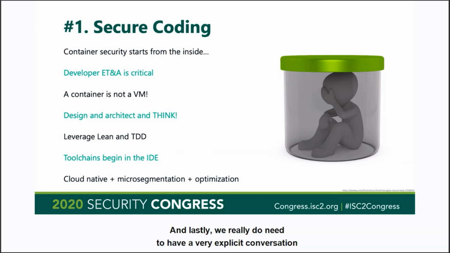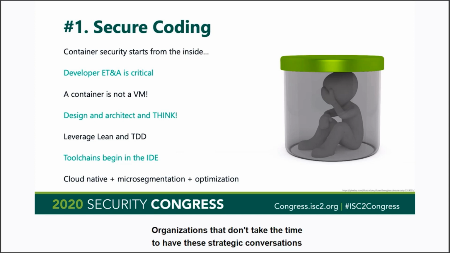And lastly, we really do need to have a very explicit conversation about how we are moving to cloud native architectures and the need for microsegmentation, such as to reduce blast radius, as AWS likes to phrase it, as well as how do we optimize our environments. Too much sprawl is too easy to occur and continue out of control over time. And so it's very important that we have these conversations up front.